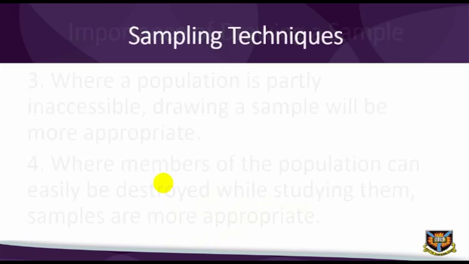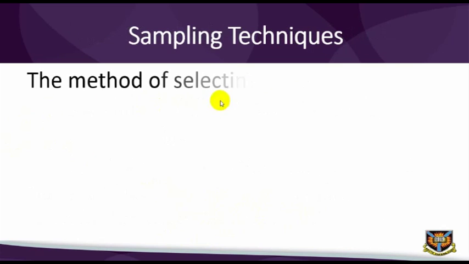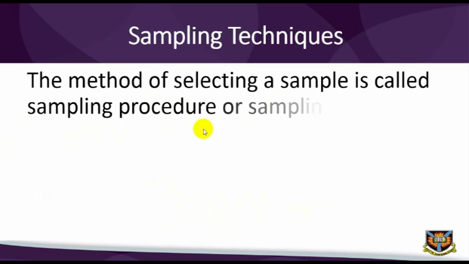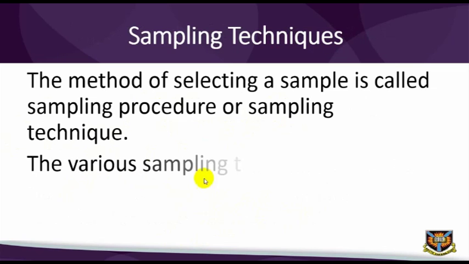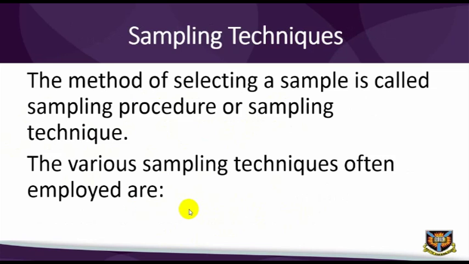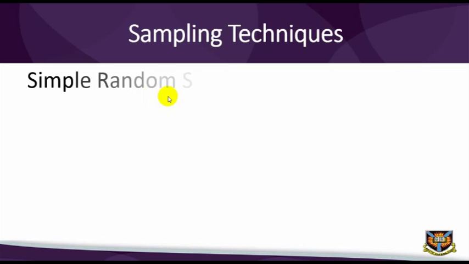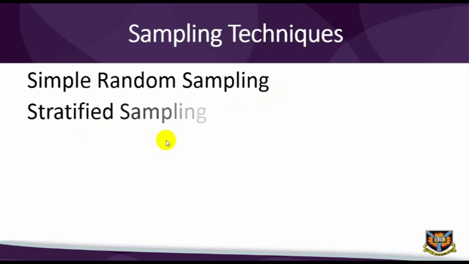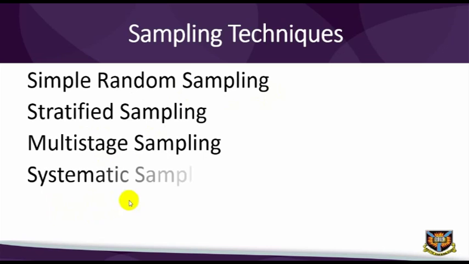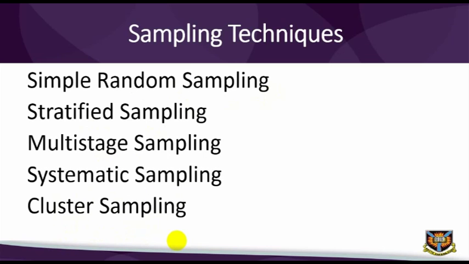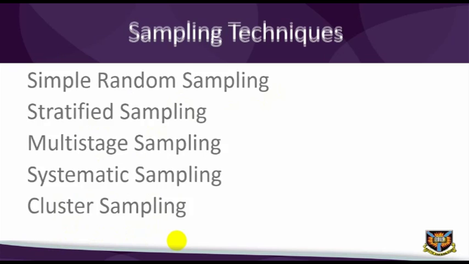Sampling techniques. The method of selecting a sample is called sampling procedure or sampling technique. The various sampling techniques often employed are simple random sampling, stratified sampling, multi-stage sampling, systematic sampling, and cluster sampling. Simple random sampling.